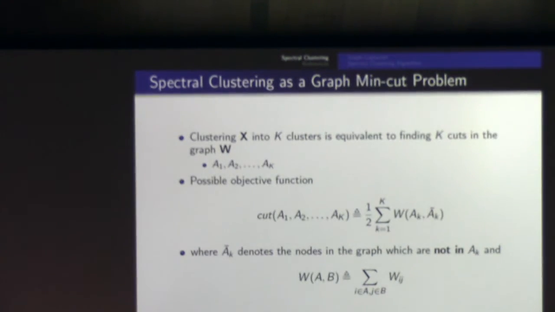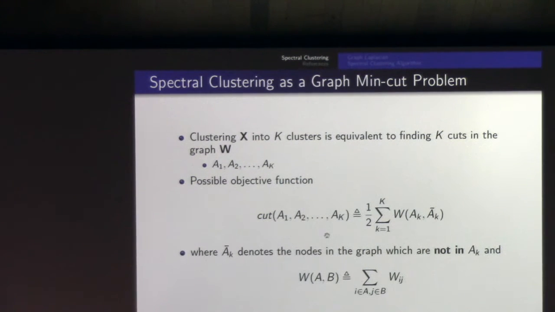Essentially, when you convert your data into a graph, your original task of finding k clusters now becomes equivalent to finding k cuts in the graph. A cut essentially means you remove an edge and then you get these two nice components. So that is a cut. You want to find k cuts, and these cuts need to follow some property.